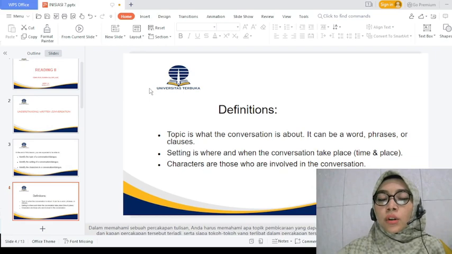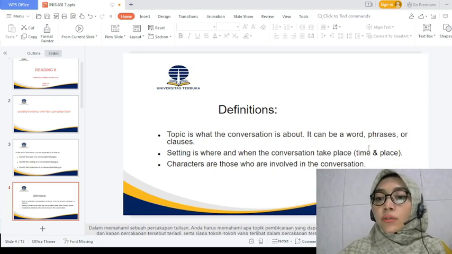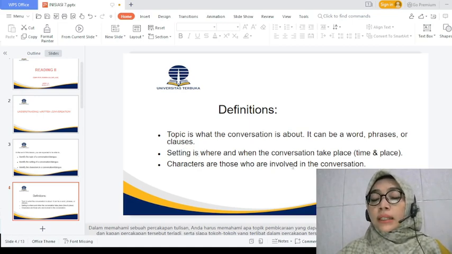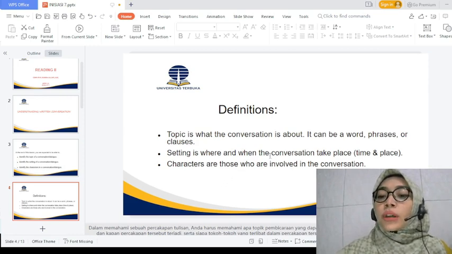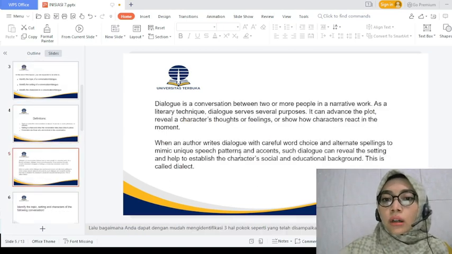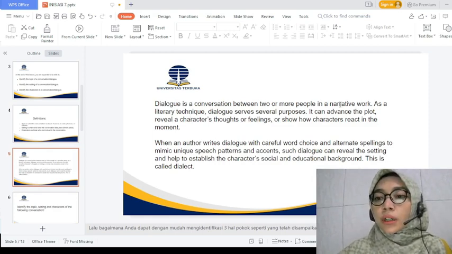Okay, so what should we know about topic? The topic is the idea or the main idea of the conversation. It can be a word, phrases, or clauses in the conversation. Whereas the setting is where and when the conversation takes place. And the characters are the persons who are involved in the conversation. So dialogue is a conversation between two or more people in a narrative work.